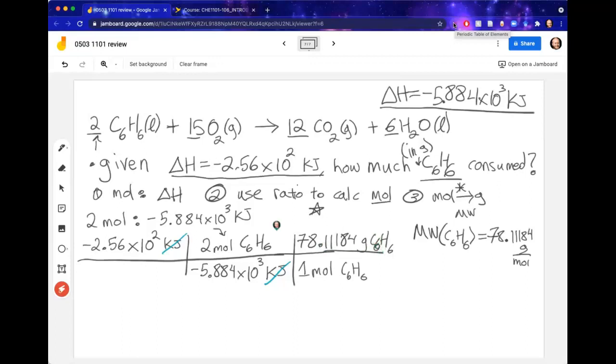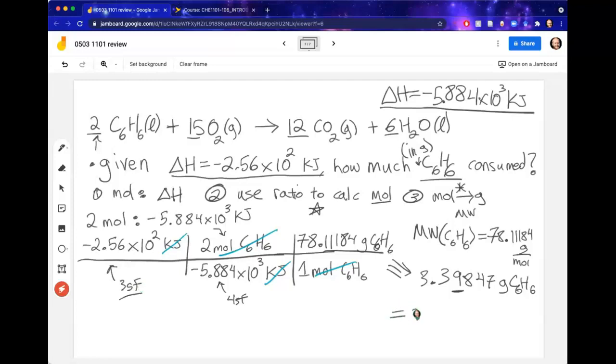Moles will cancel, and I'm left in grams, which is exactly what the question wants. So now we need to multiply everything in the top and divide by everything in the bottom. I'll pause the recording while we work out the final value. All right, we're back with the final value, 3.398 and change. In this case, we get 3 sig figs from the original value. And so our final value is going to be 3.40 grams of C6H6. So one more time to recap the process.